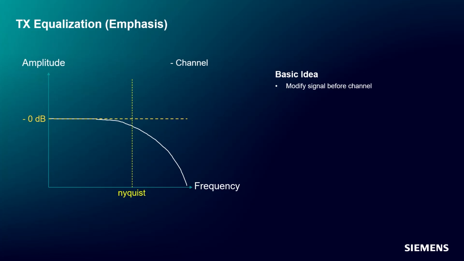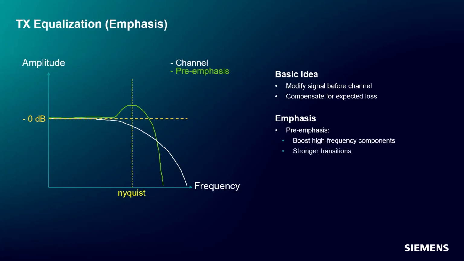One of the simplest forms of equalization is called pre-emphasis, or sometimes de-emphasis. The idea is to modify the signal before it enters the channel. Pre-emphasis boosts the high-frequency components. De-emphasis reduces the low-frequency components. Both approaches help compensate for the channel's tendency to attenuate high frequencies. In the time domain, this appears as emphasizing signal transitions, making edges sharper before they go through the channel.